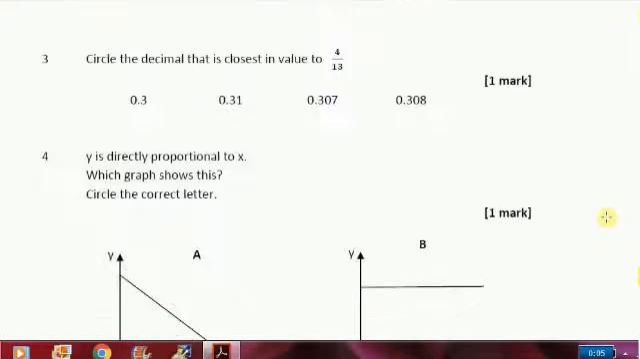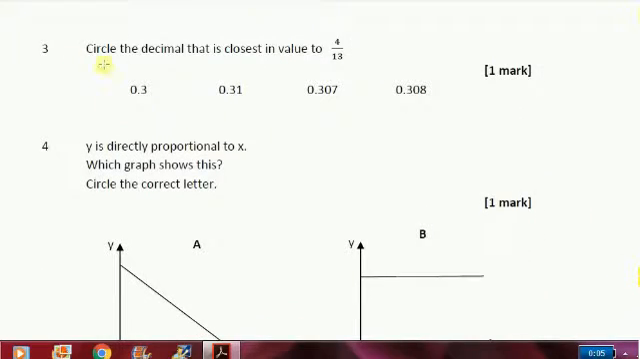Question 3. Circle the decimal that is closest in value to 4 over 13. We're allowed to use calculators in this paper, so I would just look up 4 divided by 13 on my calculator, and I get, if I write down the full display, 0.307692, and so on.